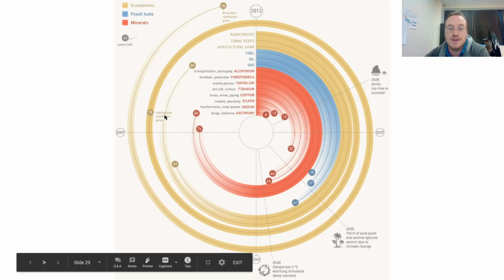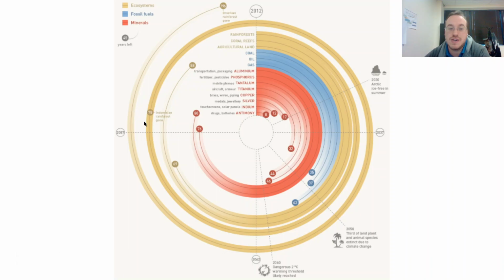And by 2090, the Indonesian rainforest will be gone. And by 2200, the Brazilian rainforest is going to be gone. All right. Yes, that does loop all the way around twice. So these things don't come back. Once they're gone, they're gone.